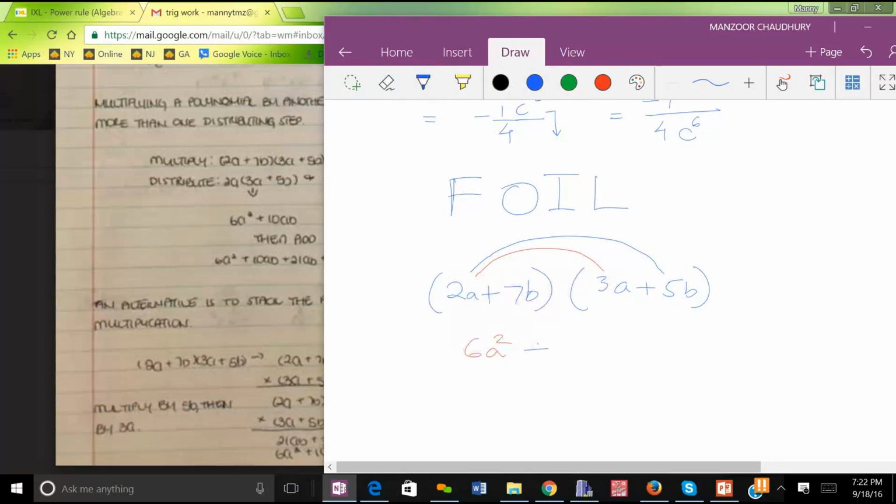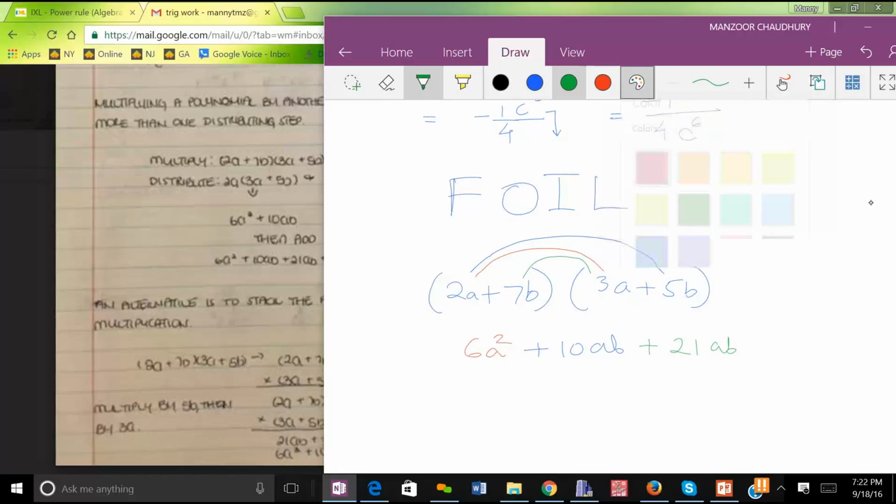That's like plus 10AB. Then you do inside, right? Which is 7 and this. That's like plus 21AB. Then you do last, right? Last is this. Last and last. That's plus 35B squared.